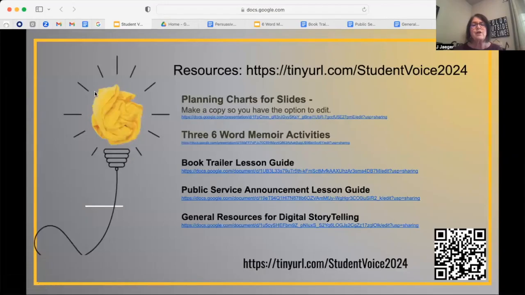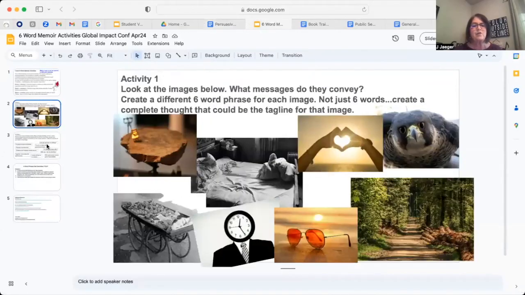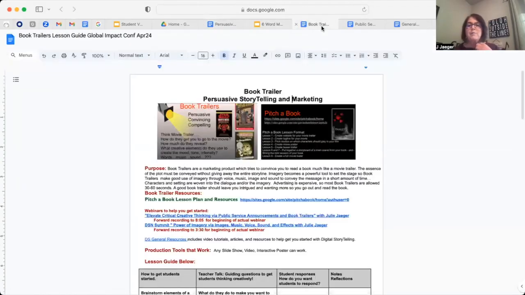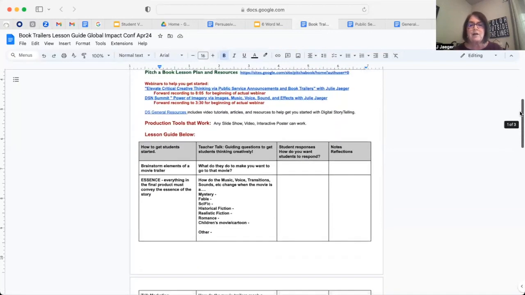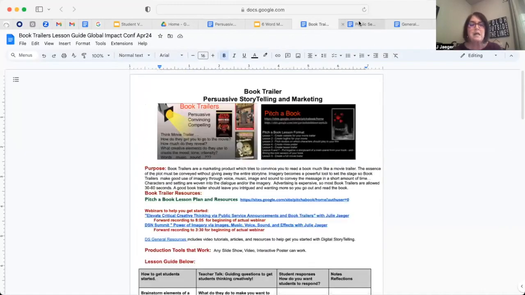So in the resources, very quickly, you're going to have all of these links in the resource page, and they're going to provide you with the templates, which look like this. That's literally a slide deck. You go ahead and make a copy of this, and then that is yours. In the book trailer lesson plan or lesson guide, we've literally given you teacher talk so that you can have some of the verbiage that we would use with our students. I've also provided a couple of other webinars on the same topic that you're able to access, and then a link to the general digital storytelling resources.